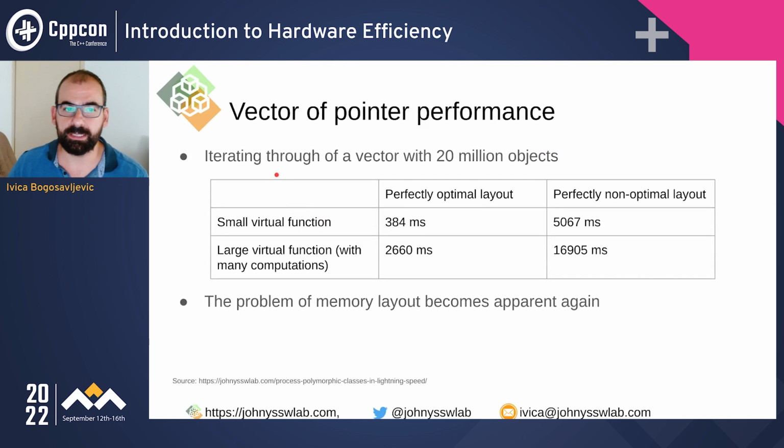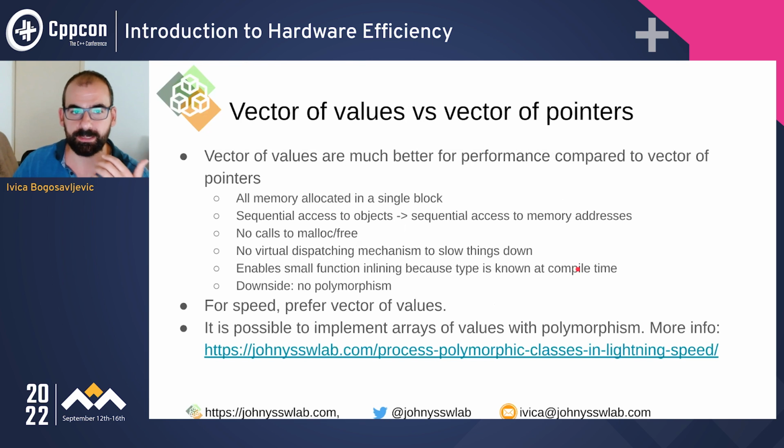So we are measuring how much time it takes to iterate through a vector with 20 million objects, with a perfectly optimal layout and a perfectly non-optimal layout. Perfectly non-optimal layout means that the data are just mixed around in memory, so the access is never predictable. A small virtual function takes 384 milliseconds with the optimal layout, and about 5 seconds with the non-optimal layout. So it's about 15 to 20 times slower. A large virtual function takes 2.6 seconds for the optimal layout and 16 seconds for the non-optimal layout. So it's about 8 times slower. Now you see that the problem with the large memory layout becomes apparent again. So memory layout is really, really important if you want good performance.